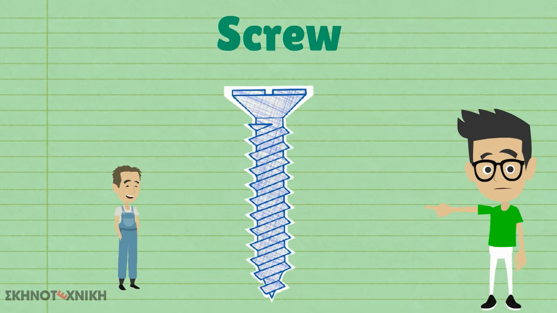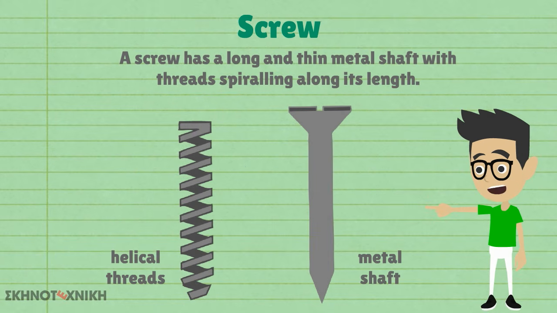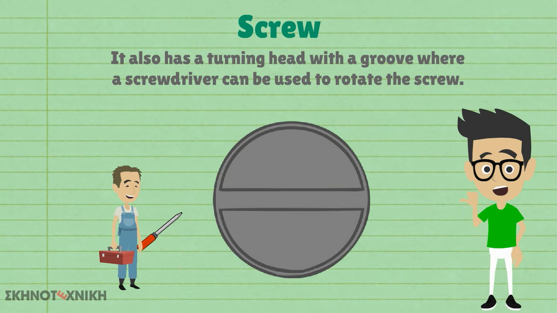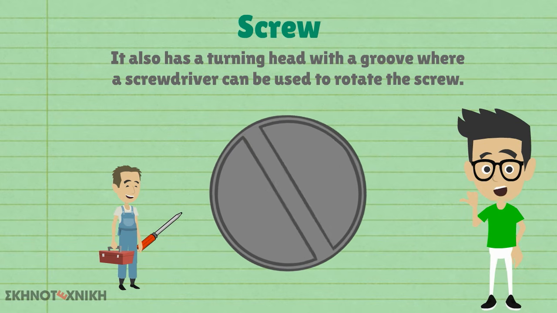Screw. A screw is one of the most commonly used machines in the world. It is a machine that converts rotational motion into linear motion. A screw has a long and thin metal shaft, with threads spiraling along its length. It also has a turning head, with a groove, where a screwdriver can be used to rotate the screw.